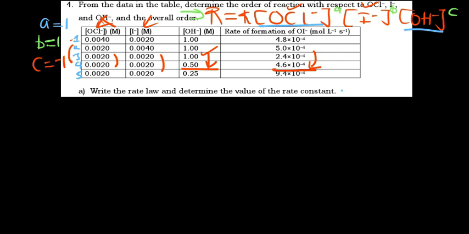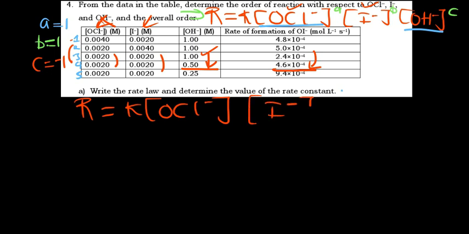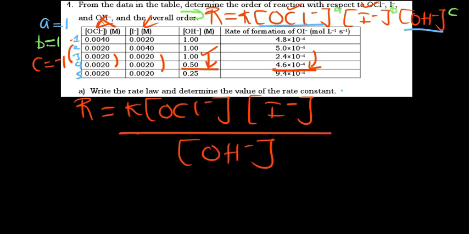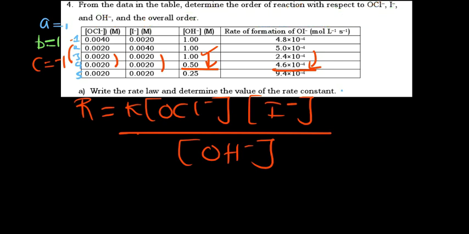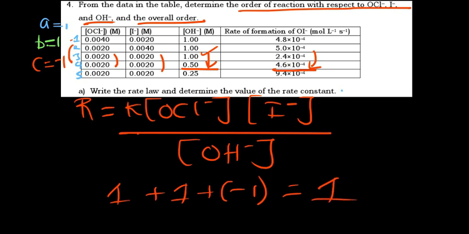So therefore, the rate law becomes R is equal to K, first reactant OCl negative, raised to the power 1, iodide to the power 1, and then hydroxide to the power negative 1 can be on the bottom with a positive power. So this is our rate law. What is the overall order of the reaction? Was also a question that we needed to answer. Determine the order of the reaction with respect to the reactants, and then the overall order. The overall order requires you to add 1 plus 1 plus a negative 1, which gives us a 1. That's the overall order of the reaction.